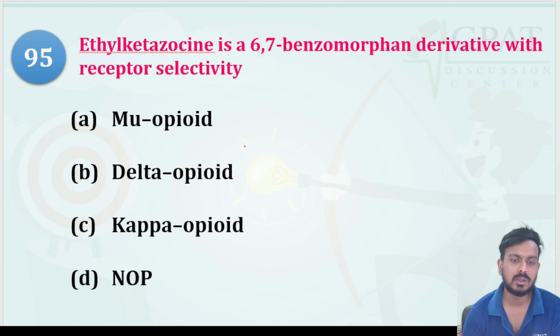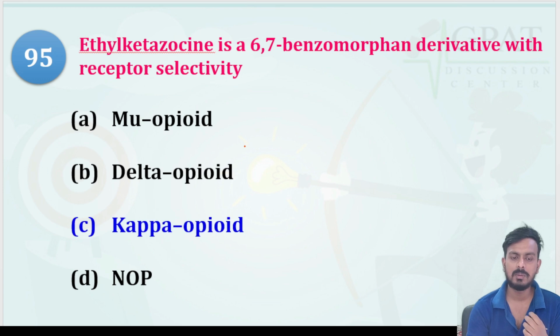Ethylketocyclazocine is a 6,7 benzomorphin derivative with a receptor selectivity towards mu opioid receptor, delta opioid receptor, kappa opioid receptor, yeah, NOP.